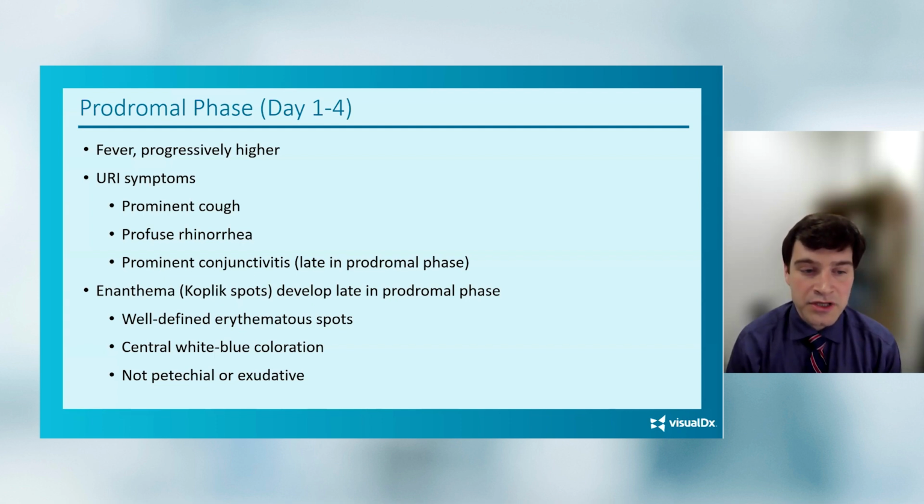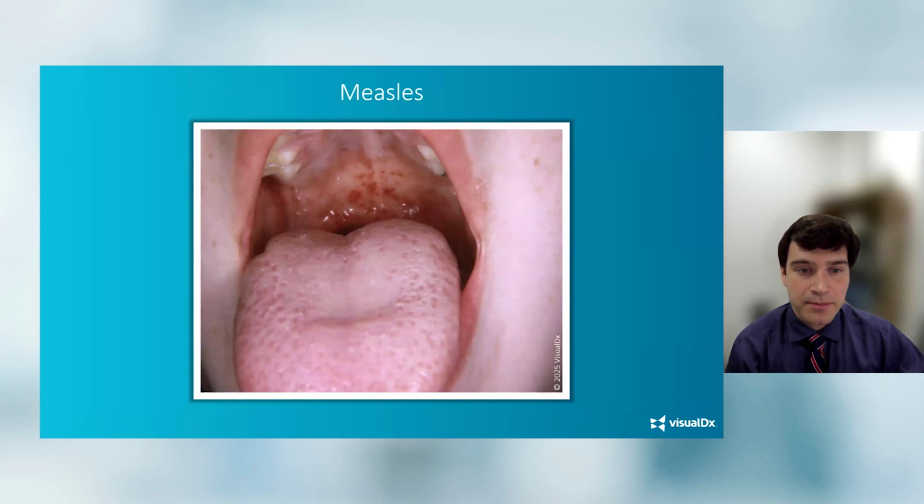The Koplik spots are well-defined erythematous spots that can be present on the palate or the buccal mucosa. They can have a central discoloration where they're lighter, like whitish or bluish in the central spot. But the lesions are not petechial, they're not exudative, they're not ulcerative. So here's an example of Koplik spots on the palate of a patient.